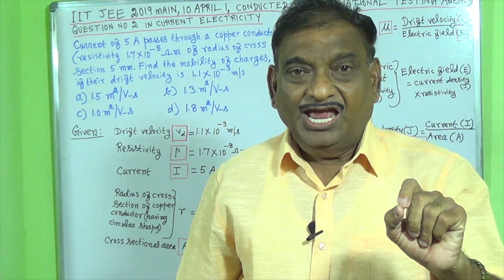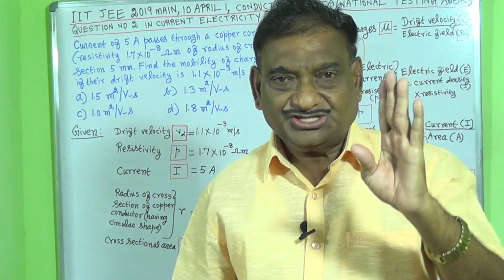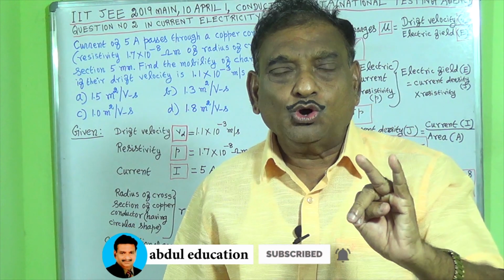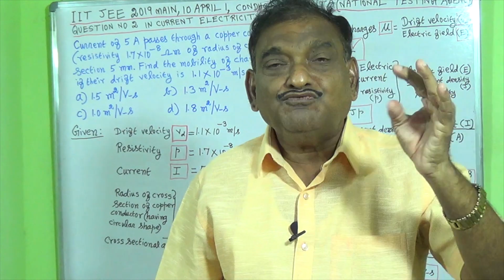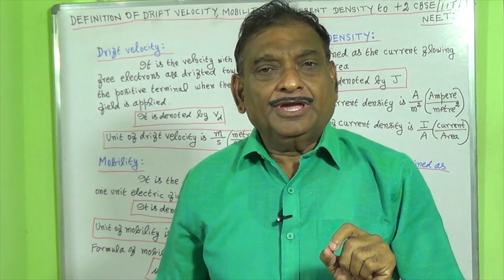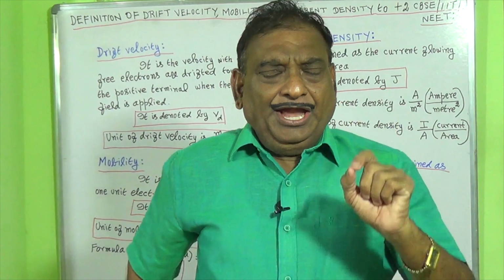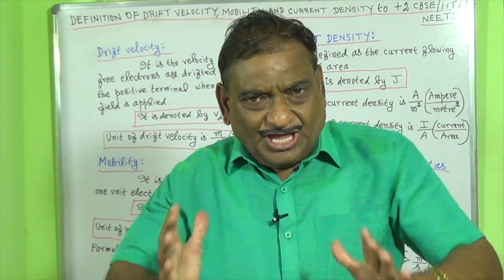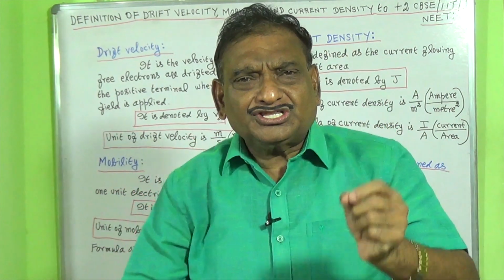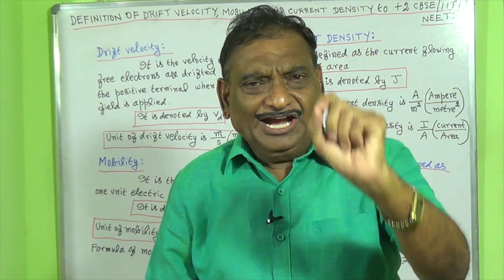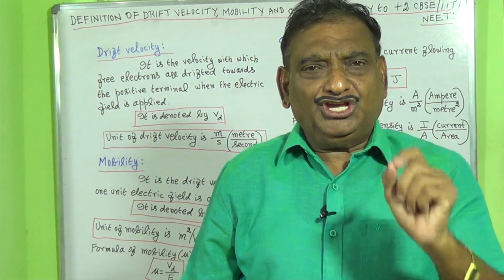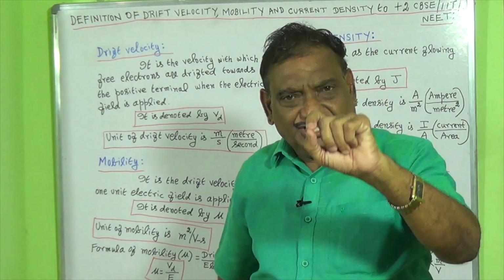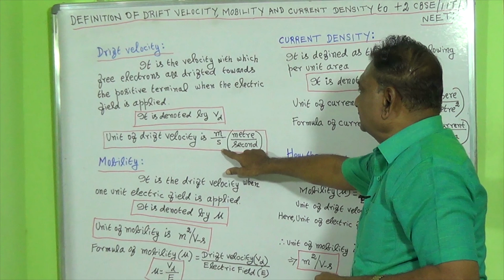Let us see the definition of drift velocity, mobility, current density, and also the various formulae for the electric field. What is drift velocity? Drift velocity is defined as the velocity with which the electrons are drifted towards the positive terminal when the electric field is applied. It is denoted by the letter Vd. The unit of the drift velocity is meter per second.